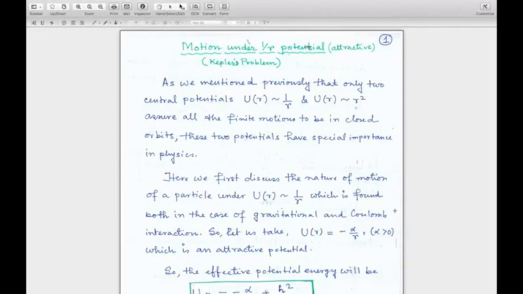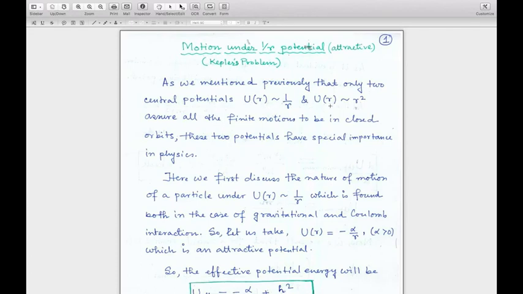In this lecture, we discuss the motion under a specific type of central potential which varies as 1 by r, or r to the power minus 1. In addition, we only discuss the attractive type of 1 by r potential here, which simply gives us the famous Kepler problem.